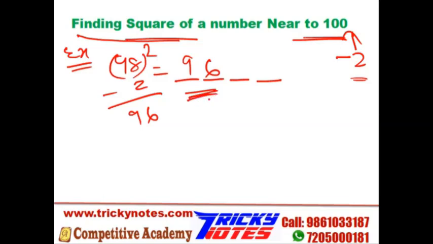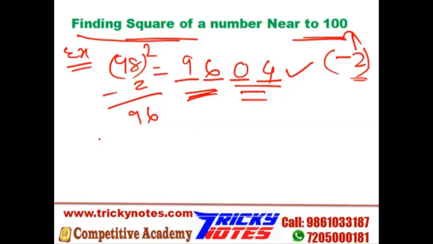We got the first 2 places. To find out the second 2 places, what will we do? We'll do the square of the difference. The difference is minus 2, so minus 2 square is 4. We have 2 places, so we'll put 0, 4. So the answer is 9604.